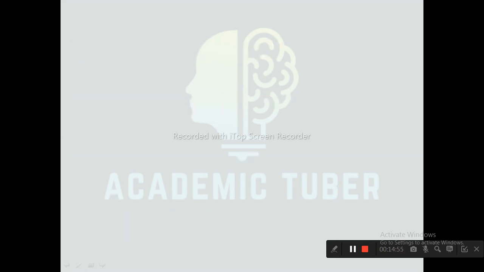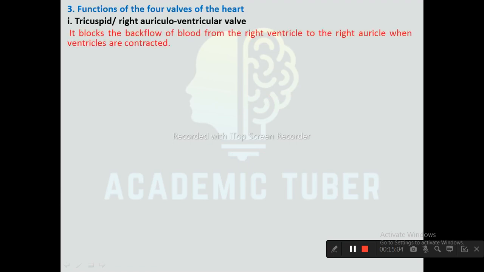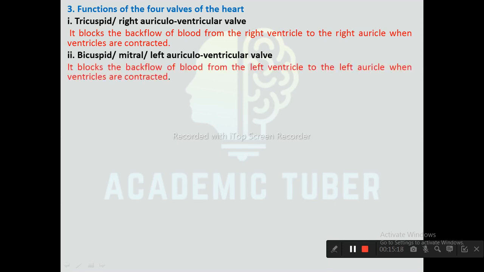Functions of four valves of the heart. First one is tricuspid, the right auriculoventricular valve. It blocks the backflow of blood from the right ventricle to the right auricle when ventricles are contracted. And next one is bicuspid, mitral or left auriculoventricular valve. It blocks the backflow of blood from the left ventricle to the left auricle when ventricles are contracted.